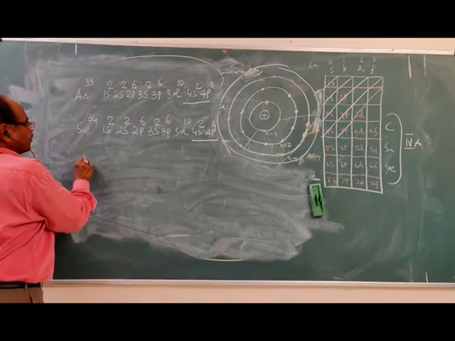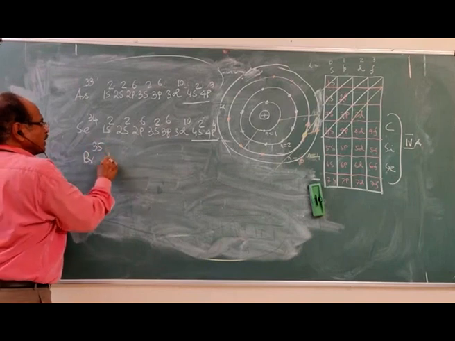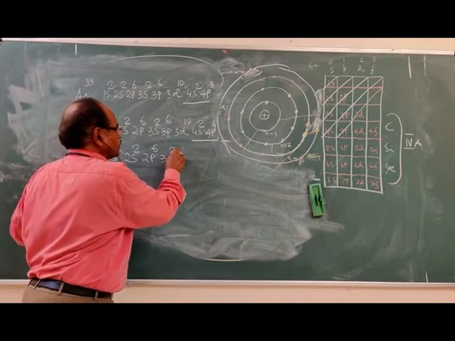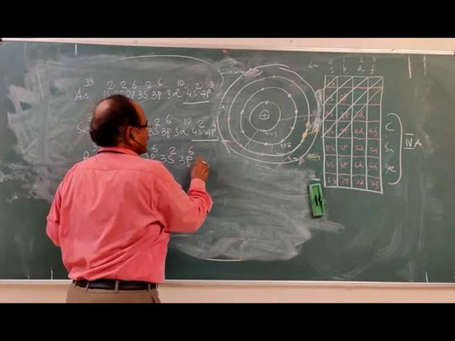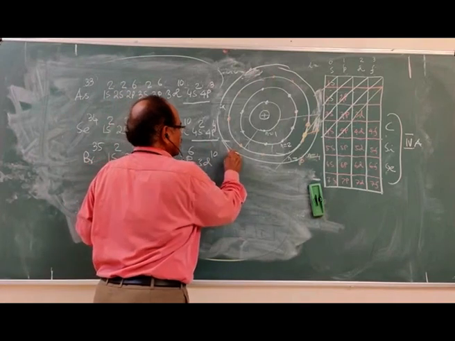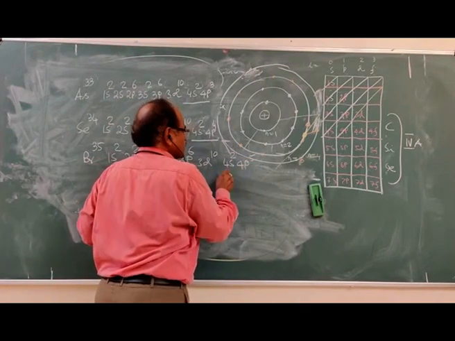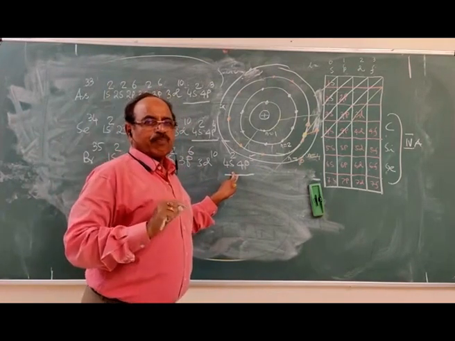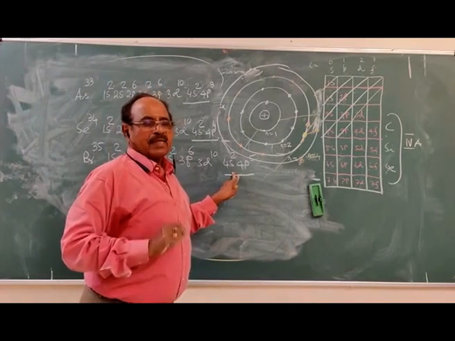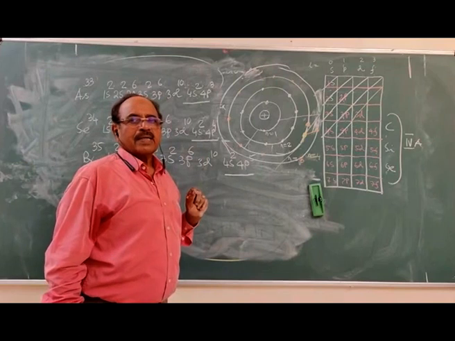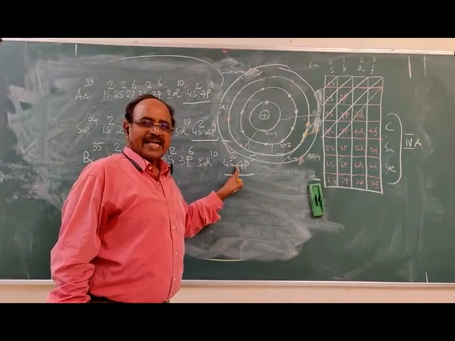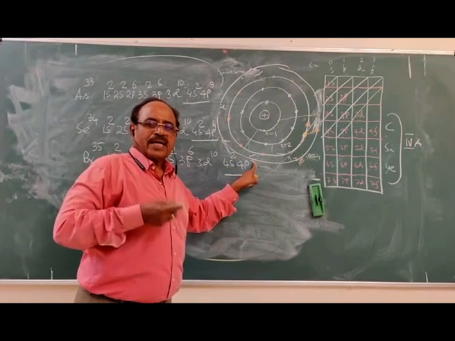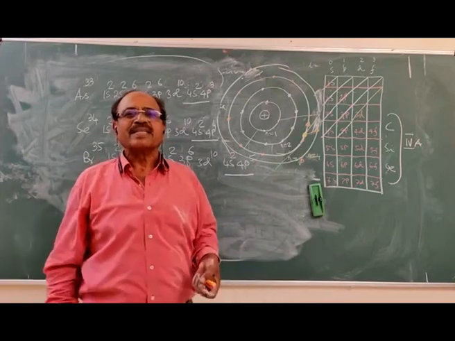Now we'll come to 35, bromine. So 1s2, 2s2, 2p6, 3s2, 3p6, 3d10, 4s2, 4p5. How many electrons in the outermost cell? 7 electrons. Fluorine 2s2, 2p5, chlorine 3s2, 3p5, then bromine 4s2, 4p5. This is also a halogen, a highly electronegative element. 7 electrons in the outermost cell has a strong tendency to attract and accept an electron, so it exhibits -1 valence state.